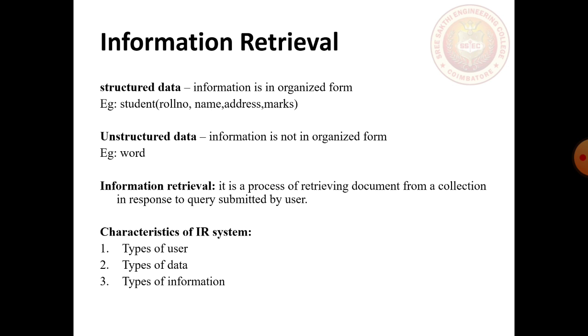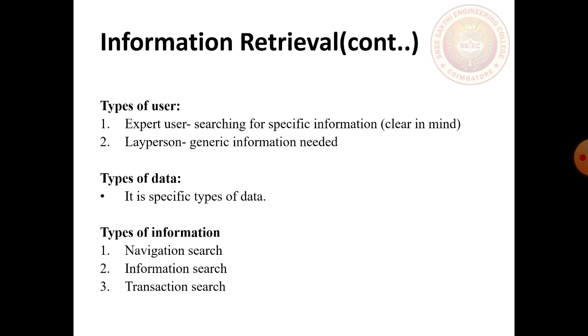Information retrieval. Information retrieval has two different types of data, structured and unstructured data. The structured data should be in an organized form, unstructured should not be in an organized form. Information retrieval is mainly used for retrieving documents from a collection in response to a query submitted by the user. The main characteristics of an information retrieval system are types of user, types of data and types of information. The types of user can be either an expert user or a lay person. They can search for specific information or they may need generic information.